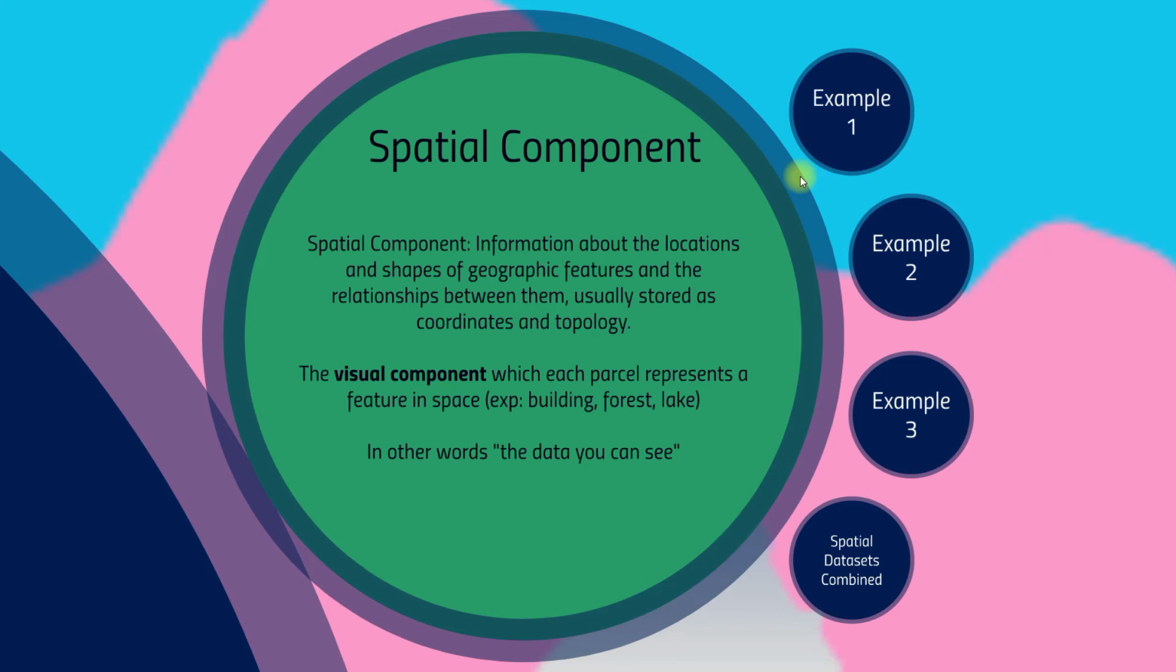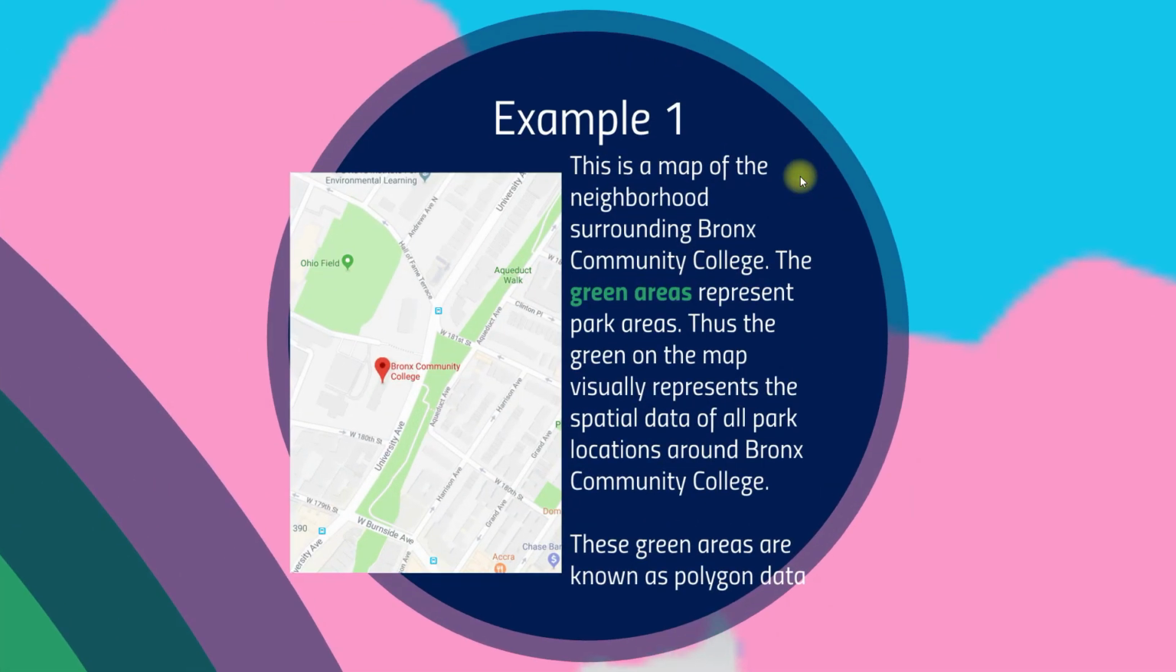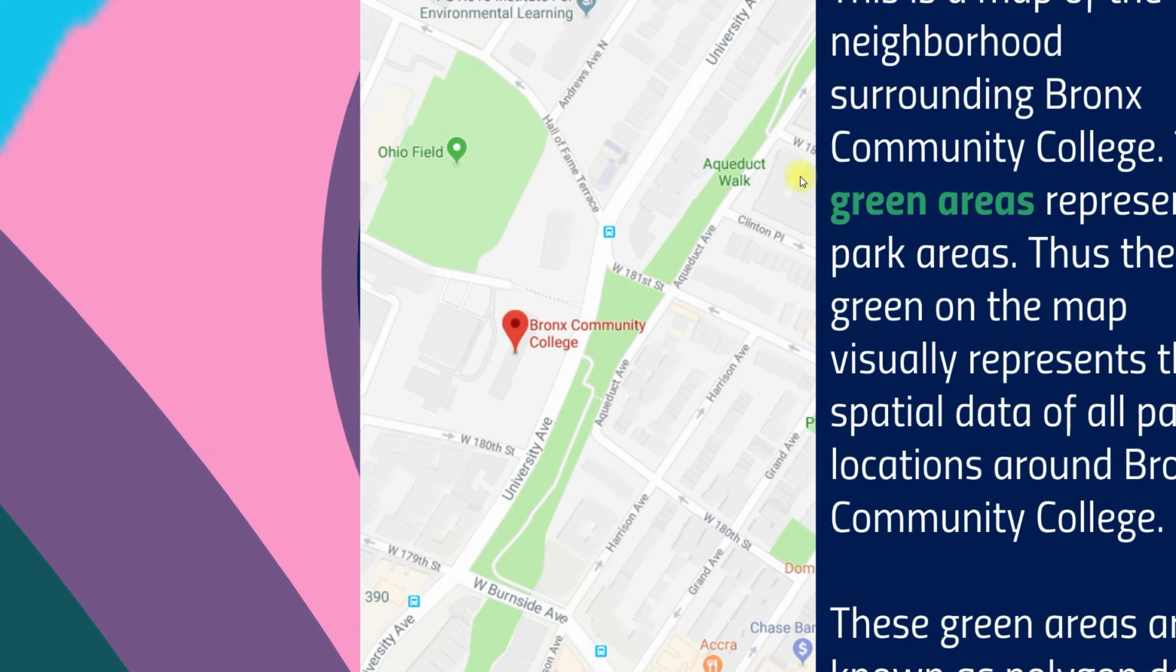In other words, you can see the data here. This is example one. This is a map of the neighborhood surrounding Bronx Community College. The green areas represent the park areas. Thus, the green in the map visually represents the spatial data for all the park locations around the Bronx Community College. These green areas are known as polygon data. Here you can see the green areas.